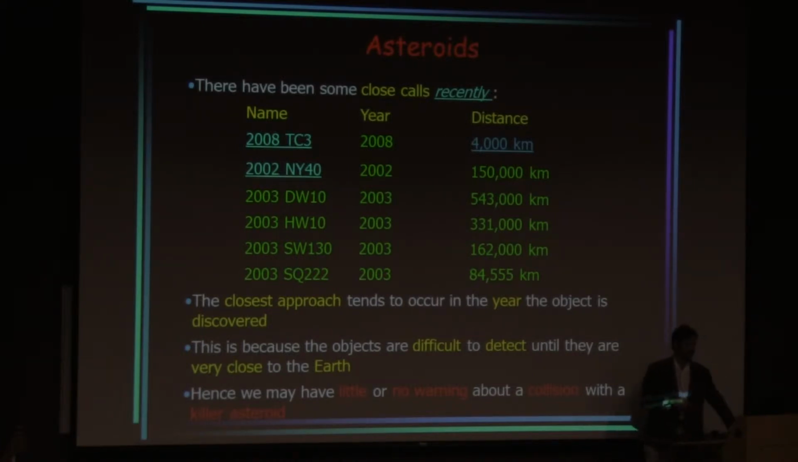For example, if you look at the year 2008, that object's called 2008 TC3. The 2008 in the name means that it was only just discovered in 2008. Actually, it was only discovered within a matter of days around the time that it passed Earth. And some of these are difficult to detect because they come from the opposite direction of Earth's orbit.